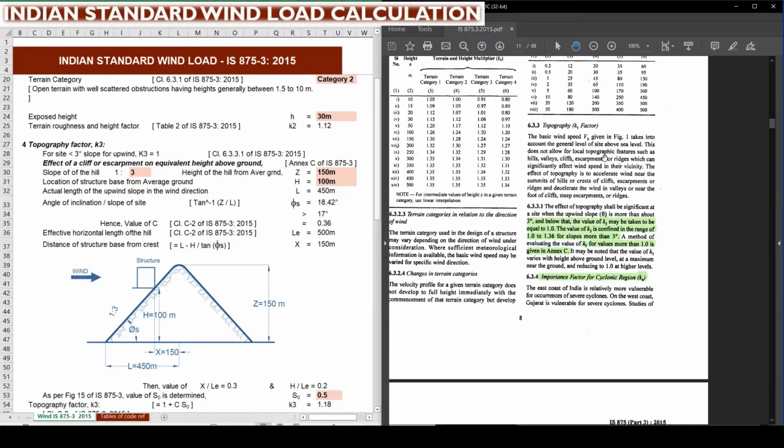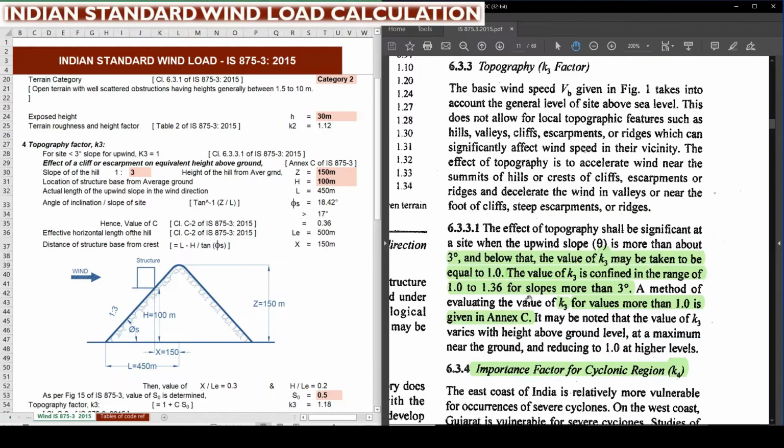So here the topography factor is mentioned. The value of K3 is in the range of 1 to 1.36 for slopes more than 3 degree. If the slope is below 3 degree, the value of K3 may be taken as equal to 1. So if the site of the structure has less than 3 degree of slope, then we can directly consider K3 as 1.